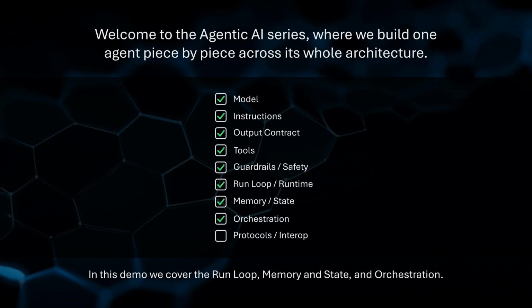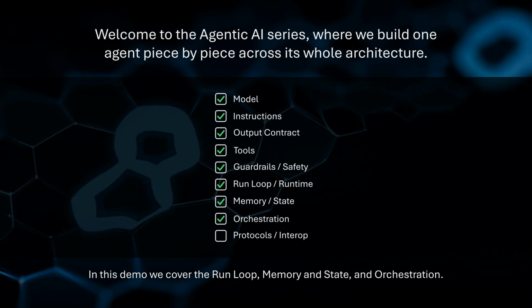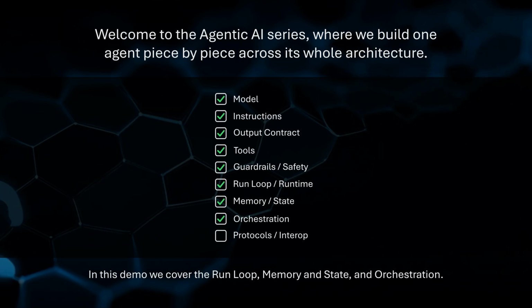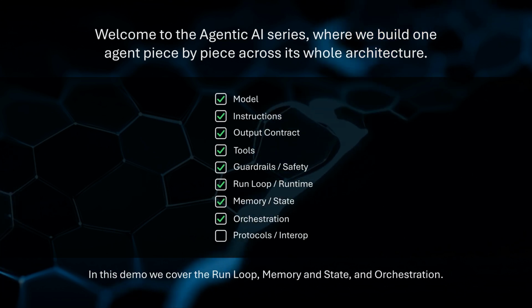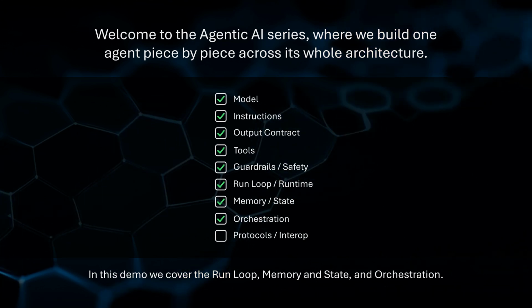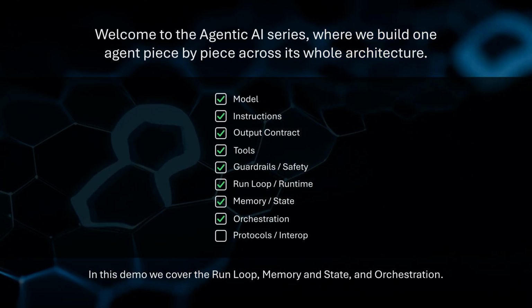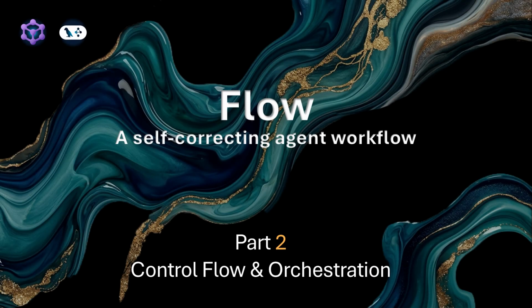It was never really about the code, AI can write that now. It's about understanding the architecture, that a hard problem needs a coordinated system of agents. You don't point one agent at a difficult problem and count on magic. You build a system. Welcome to Part 2, Control Flow and Orchestration.